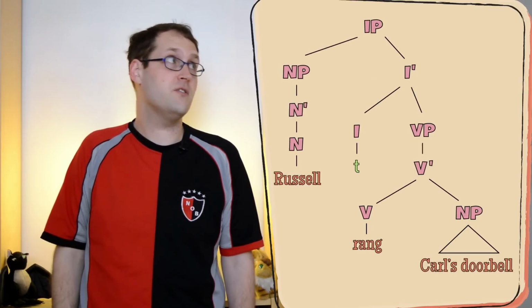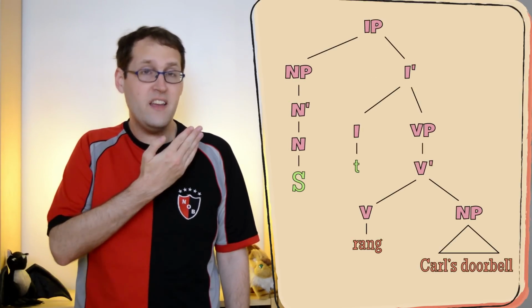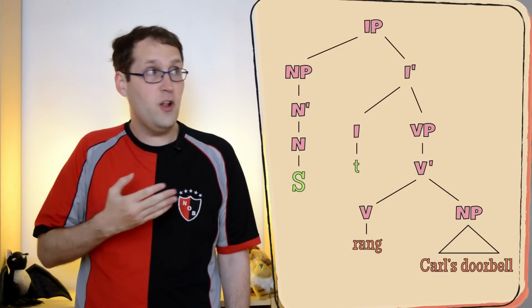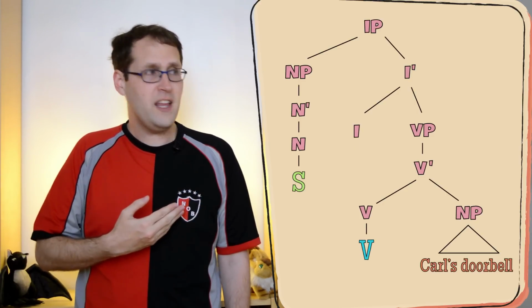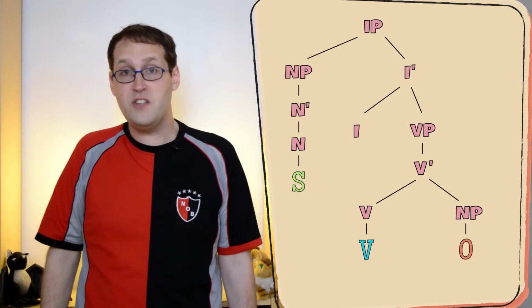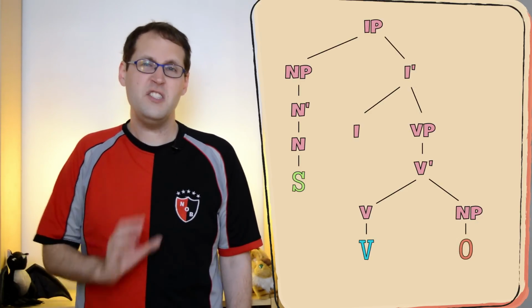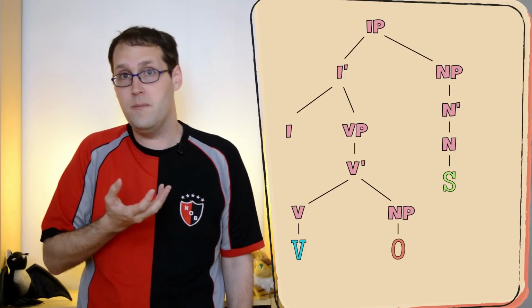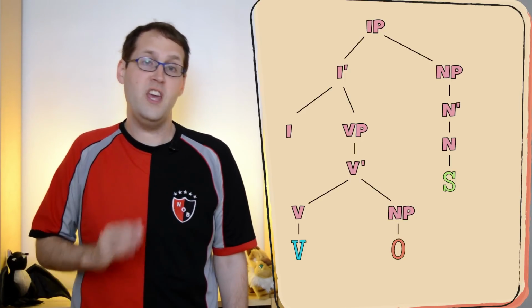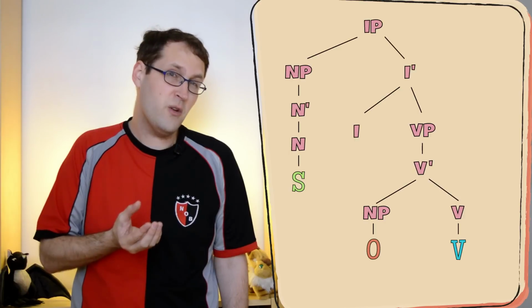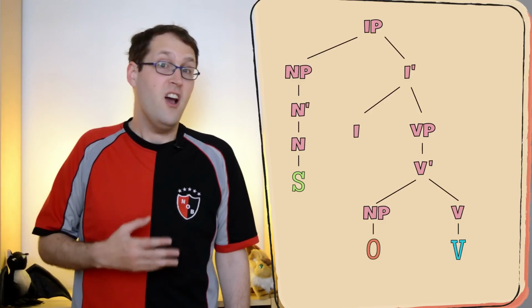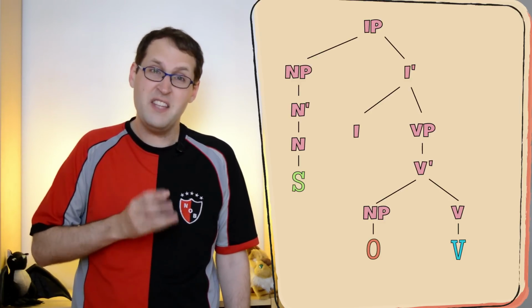Going back to Russell rang Carl's doorbell, our syntactic tree would look like this. You can see that the subject is way up high in the inflectional phrase, or IP, which is the X-bar theory label for sentences. That's followed by the verb way down in the verb phrase, and finally we've got the object at the very end. To represent a VOS language like Malagasy, we just need to rotate our tree around the IP node so that the subject comes at the end instead of at the beginning. For an SOV language like Japanese, we keep the subject where it was and then rotate our tree around the VP node instead. Like decorations hanging off a children's mobile in a nursery, our subject, verb, and object can spin around to give us any order we need.